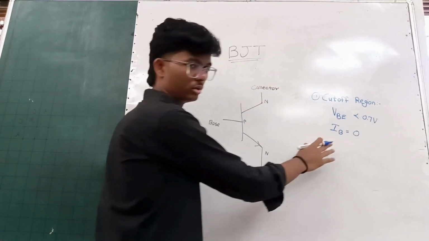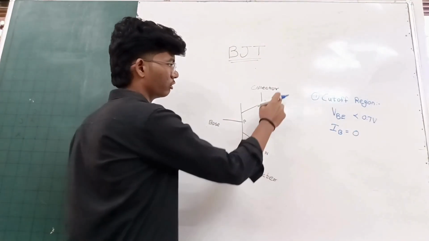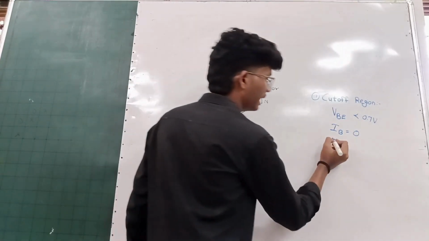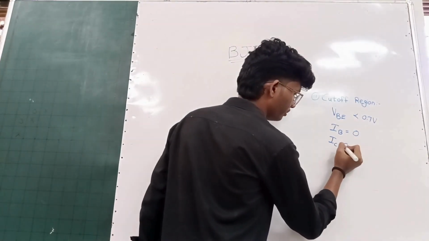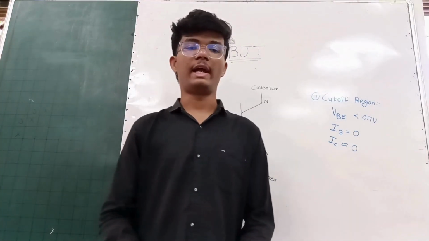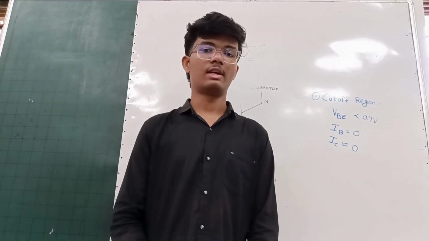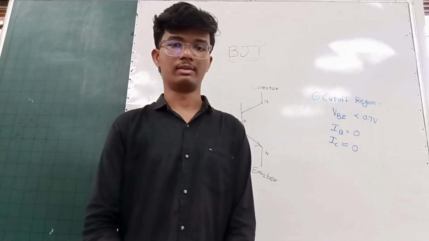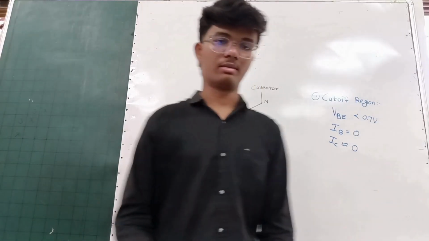And if IB is equal to 0, then no current will flow from collector to emitter. It means that IC is almost equal to 0. Therefore, in this region, the transistor acts like an open switch. It means that no current will flow from collector to emitter. Now next is the active region.